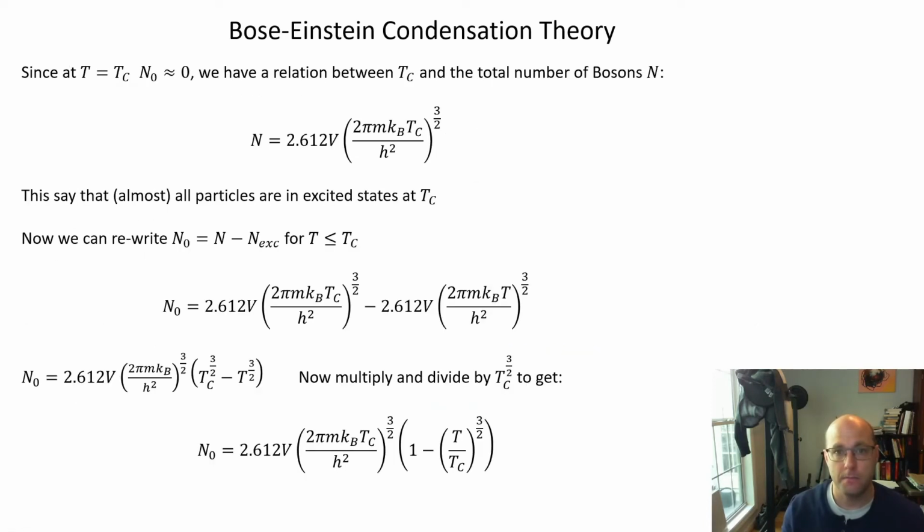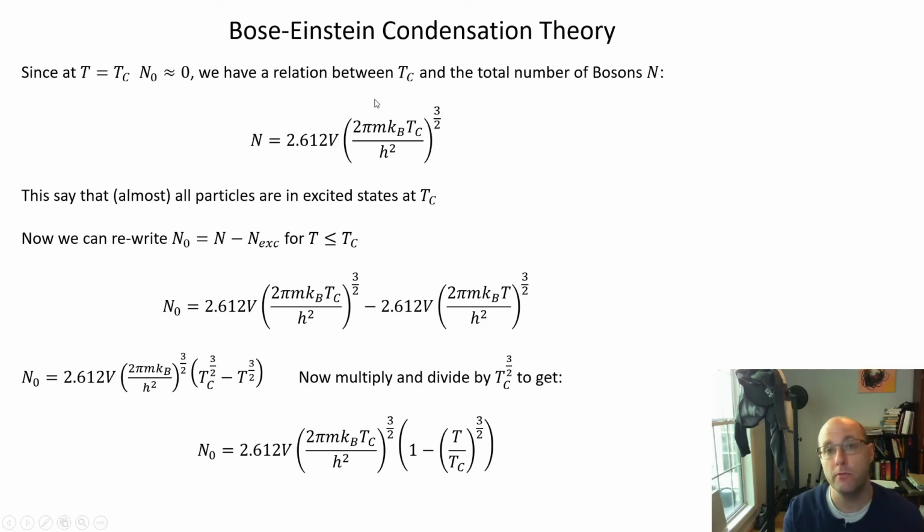Well, let's see how it looks. So now let's look at this special temperature, the critical temperature, where n sub 0 equals 0. In that case, basically, we're approximating that all or almost all of the bosons are in excited states. And so we can just substitute T sub c into our formula for the number in excited states, right? And so the total number of bosons is just the total number in excited states at T sub c. And that's this expression, right? So again, almost all particles are in excited states.